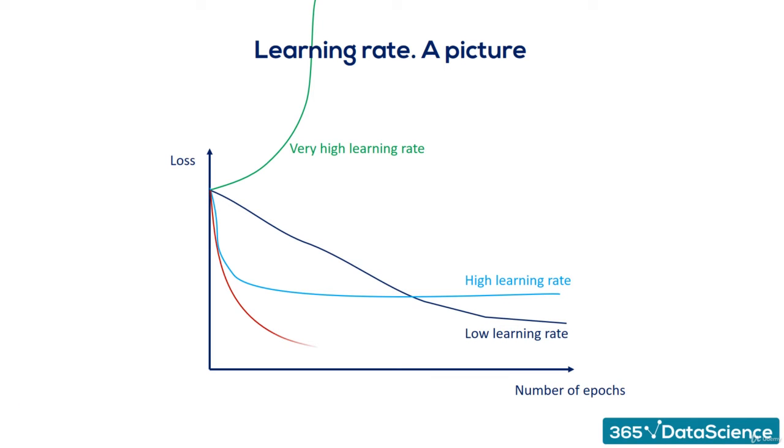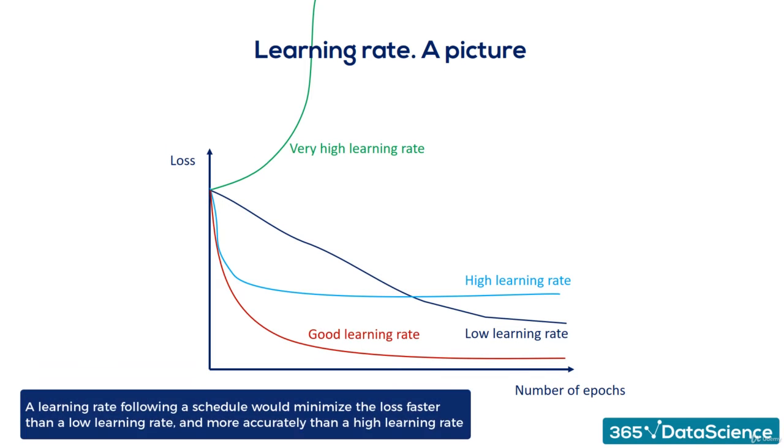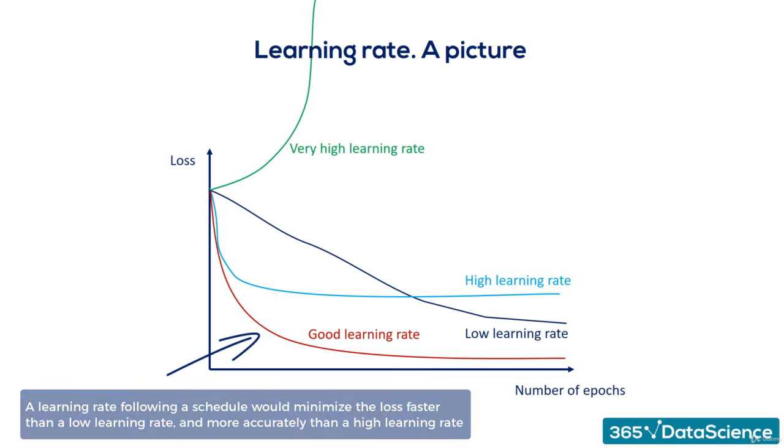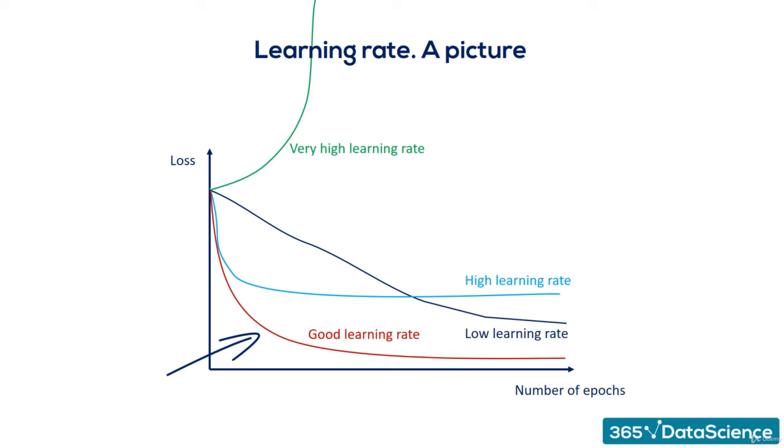Finally, a well-selected learning rate, such as the one defined by the exponential schedule, would minimize the loss much faster than a low learning rate. Moreover, it would do so more accurately than a high learning rate. Naturally, we are aiming at the good learning rate. Problem is, we don't know what this learning rate is for our particular data and model.